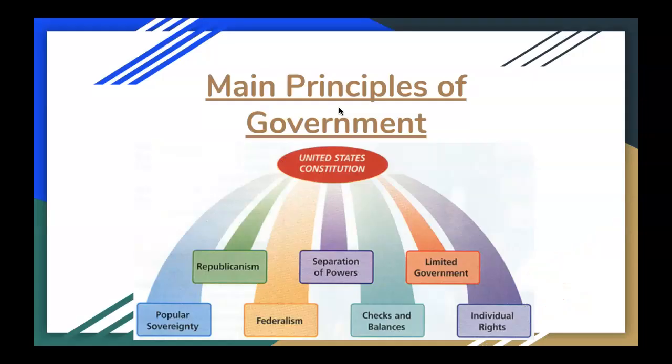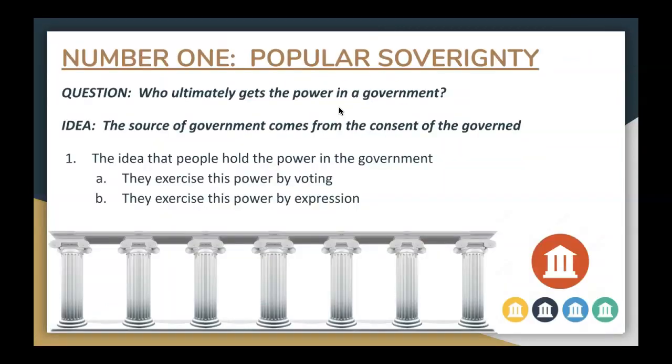Let's get into the main principles of government. There are a few, and I just want to make sure that we explain each of them in full with relevant and pertinent examples. The first principle of government is popular sovereignty. The question here is, who ultimately gets the power in a government? The idea is that the source of government comes from the consent of the governed, which is the people. This is the idea that people hold the power in a government.